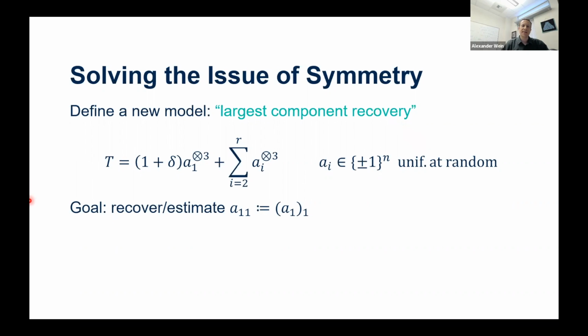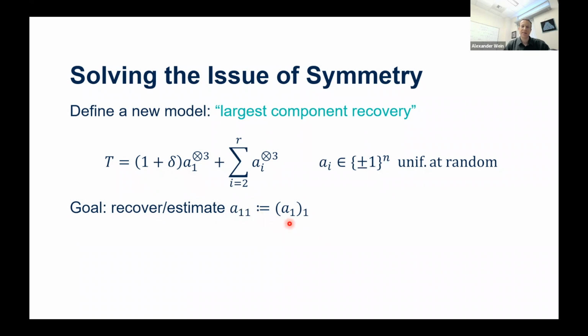Let's consider a tensor where it's again rank R, but one component is slightly larger, by a factor of 1 plus delta. So delta can be, say, an arbitrarily small constant. The reason for this is to break symmetry among the components, because now our goal is to ask the algorithm to specifically find A1, to find the biggest component, so that the algorithm has one precise goal in mind.